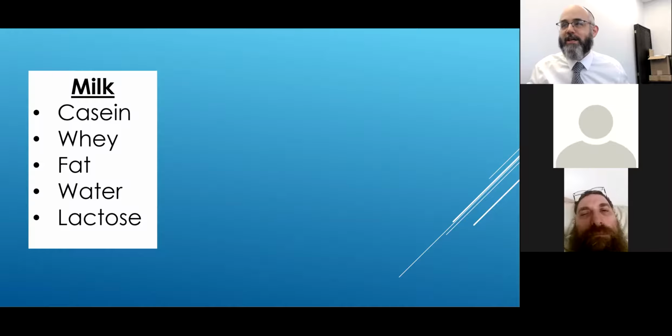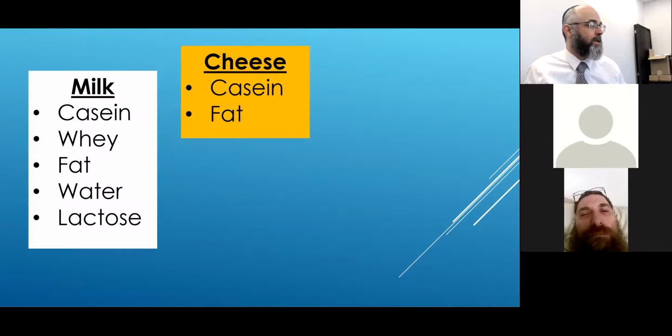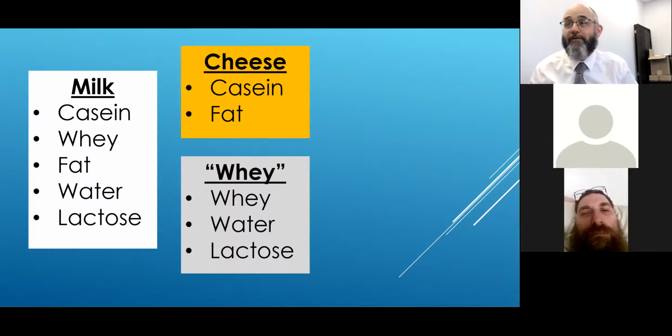When you make cheese, cheese is the casein and the fat separated out of the milk. That's what cheese is. Cheese is also milkweeds. The other part, what's left over, is like a gray water. That's why I try to make the box gray. It's a gray water, which we call whey. It's not just whey. It's whey, water, and lactose.